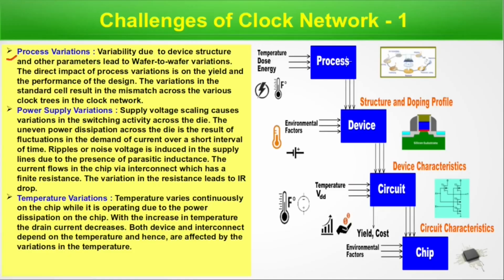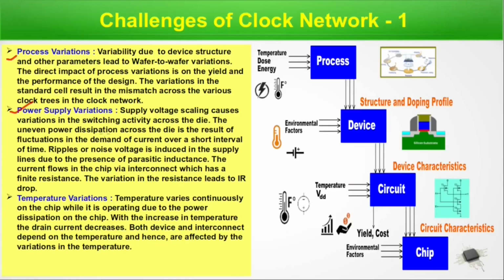That is variation. Variability due to device structure and other parameters lead to wafer-to-wafer variations. The direct impact of process variations is on the yield and the performance of the design. The variations in the standard cell result in the mismatch across the various clock trees in the clock network. From one wafer to another, there is variation in performance.